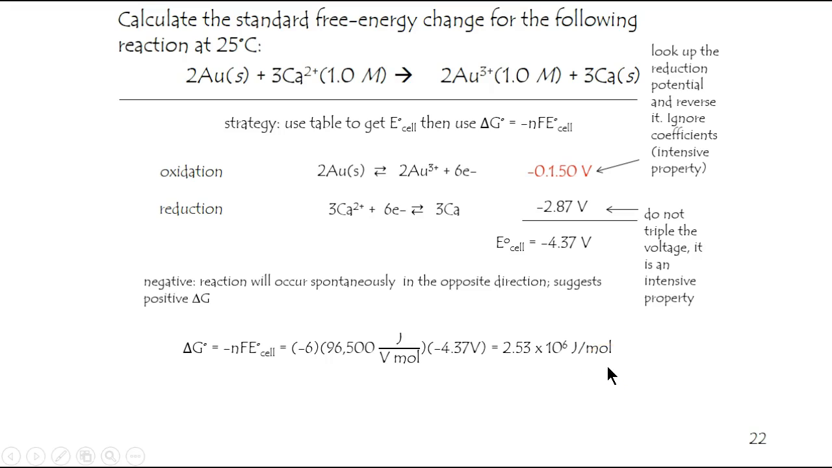This is a highly positive value for delta G, suggesting it's not spontaneous in the forward direction, which confirms what we thought all along. This is Screencast 20.16.